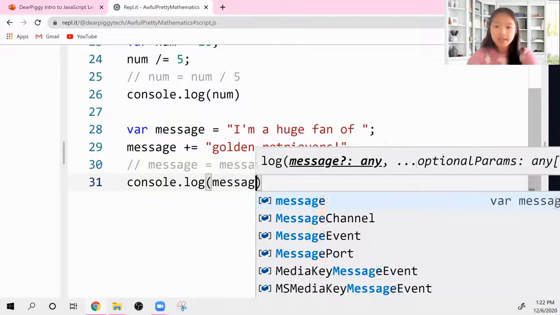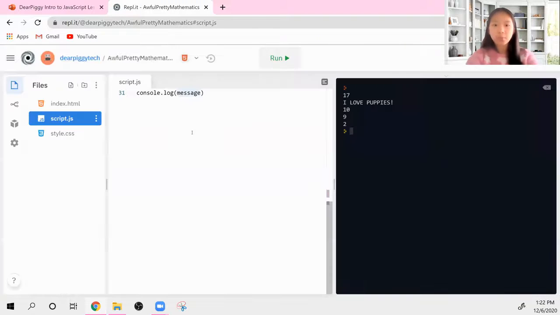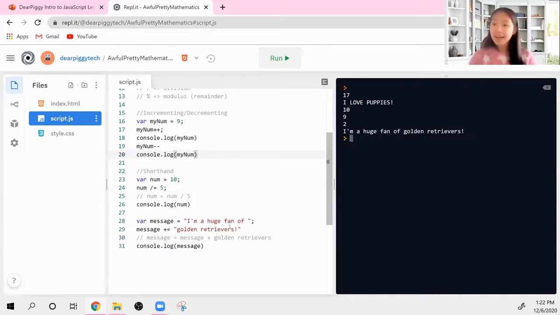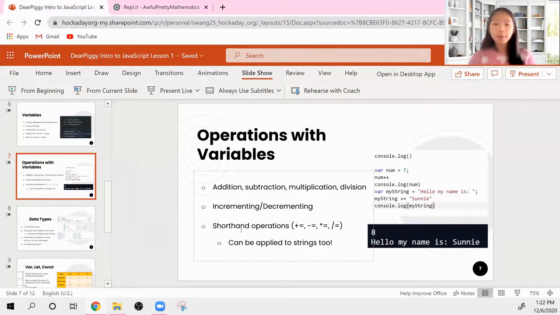Console.log message. Let's run our code and we'll see what happens. Run, we get, I am a huge fan of golden retrievers. So that is, again, another way you can use shorthand with your string variables. Now, that is operations with variables.